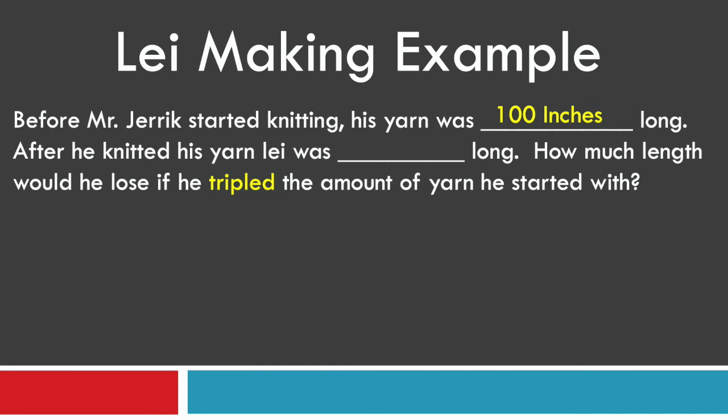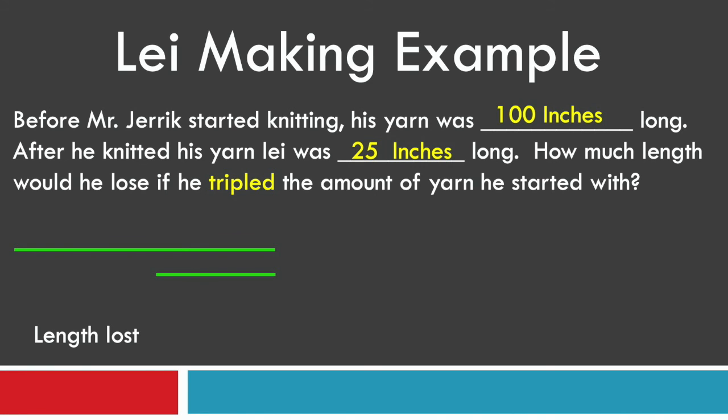Let's say before Mr. Jarek started knitting, his yarn was 100 inches long. After he knitted, his yarn lay was 25 inches long. How much length would he lose if he tripled the amount of yarn he started with? Well, we're going to start with our length. It's 100 inches, and then we're going to subtract 25 to get the length lost.